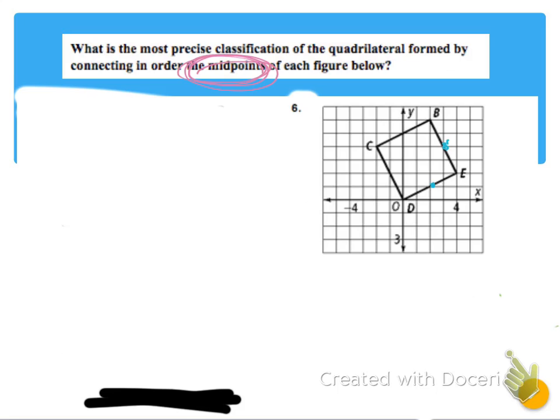CB is going to be right about there. CD is going to be about here, so let's connect them. And you can see that this also makes a square, okay? You could use the distance formula to check your answer to make sure it's not a parallelogram or something of that sort, but you can see that it does make a square.